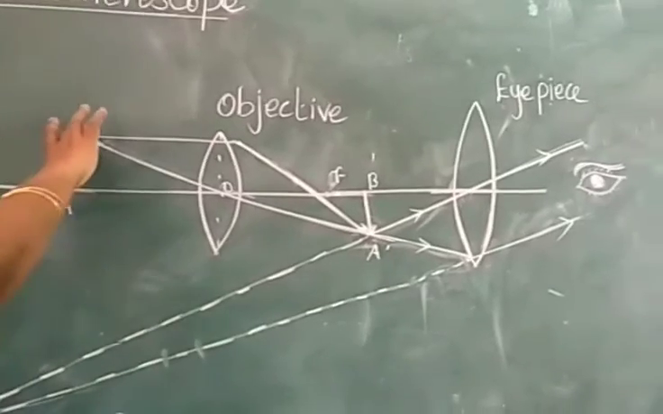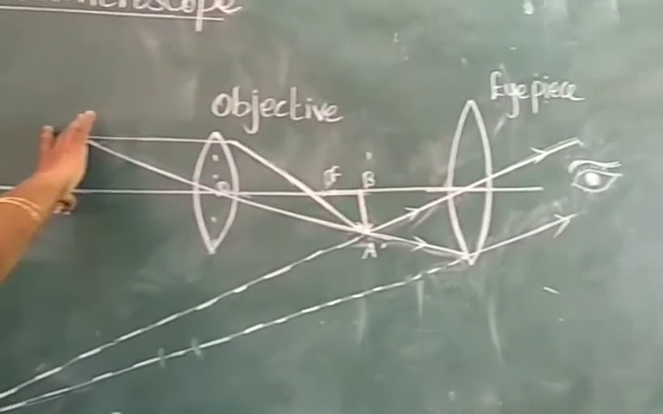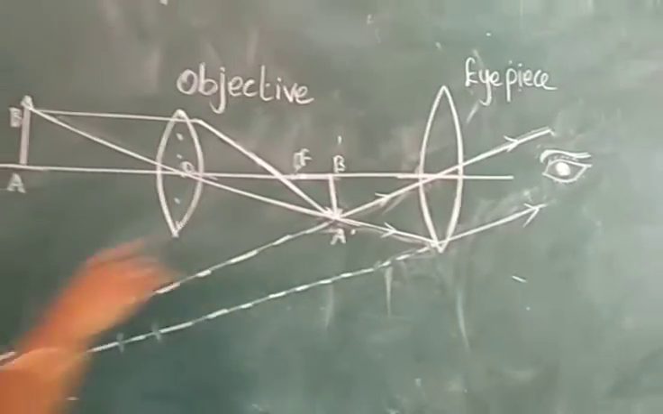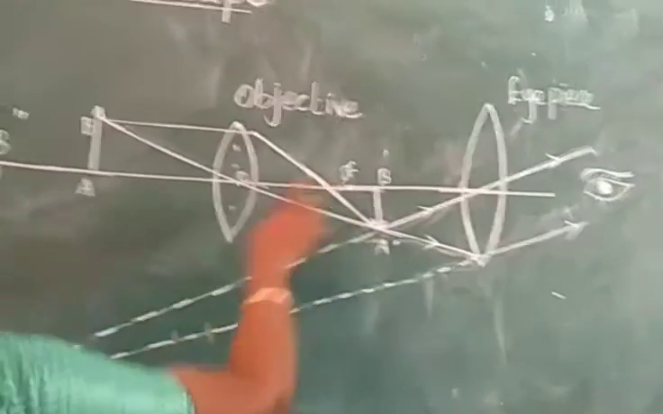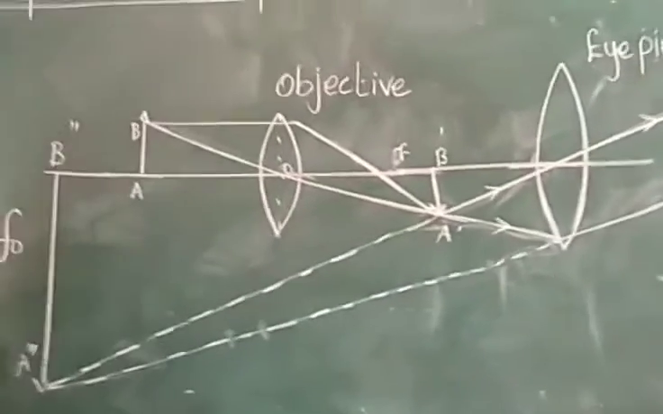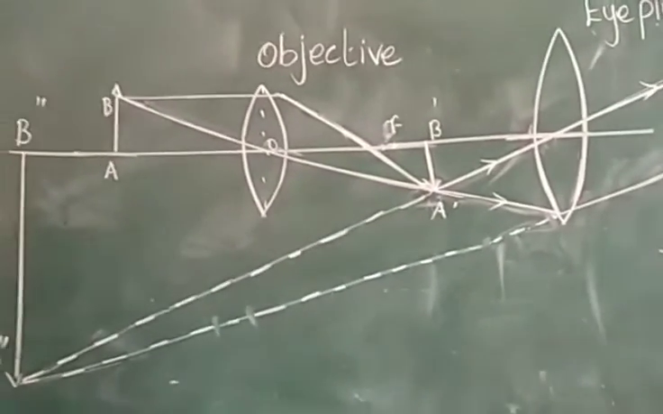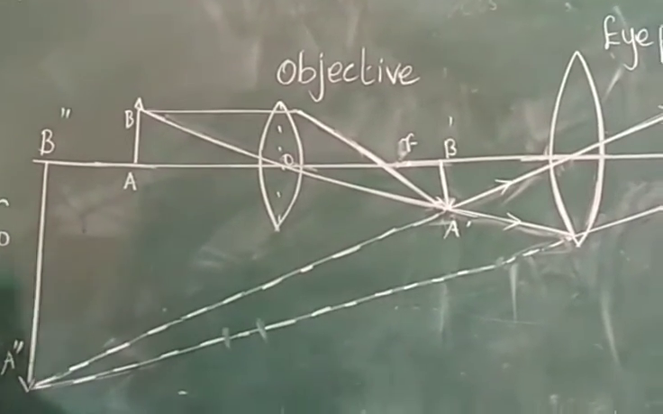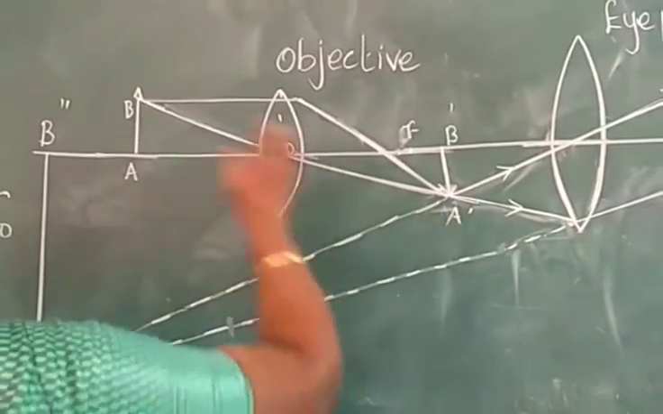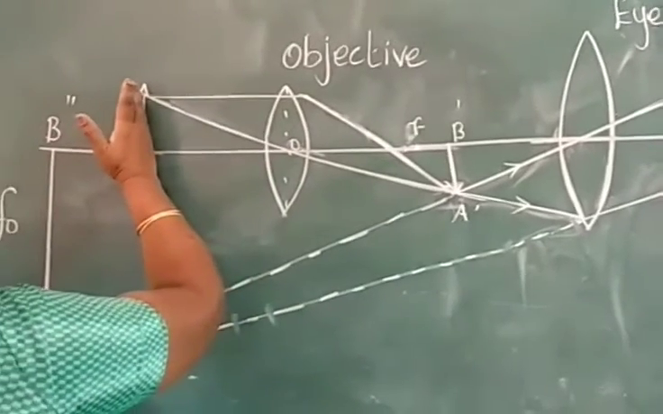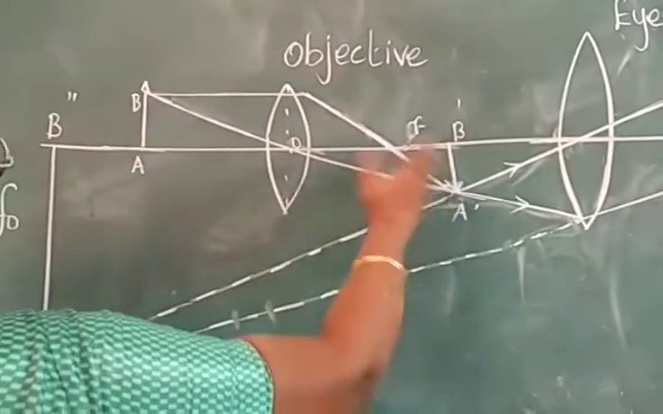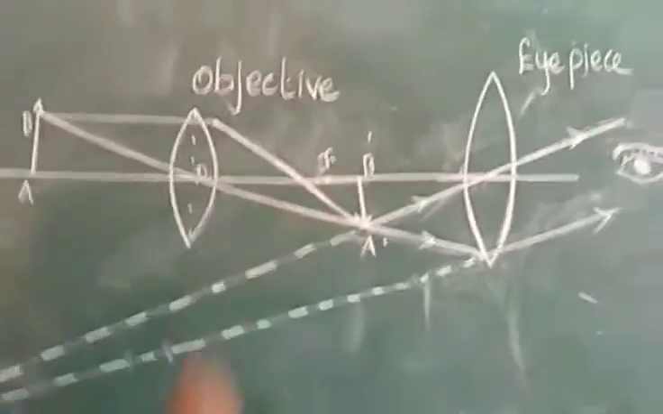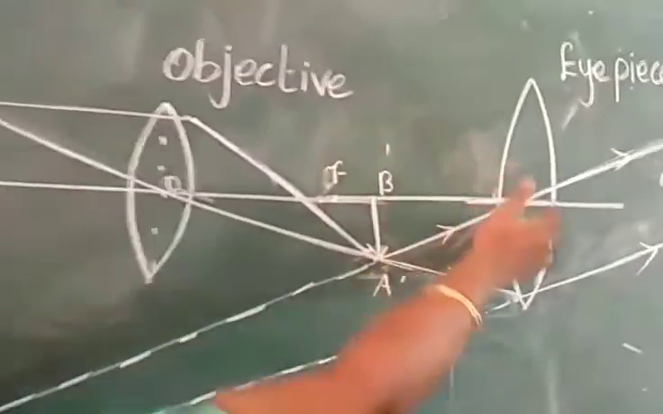The object AB is placed at a distance greater than the focal length of the objective. We get a real, inverted, what is the meaning of inverted? And magnified image A dash B dash is formed at the other side of the objective lens. Here, on one side we keep the object AB, and A dash B dash we get on the other side of the objective lens. This image becomes an object for the eye lens.